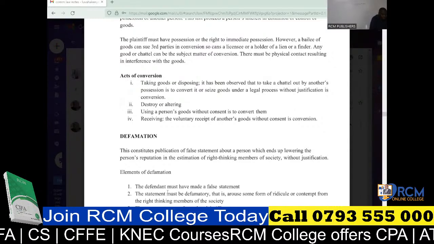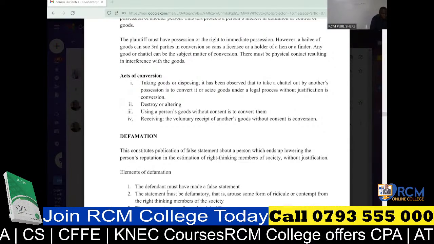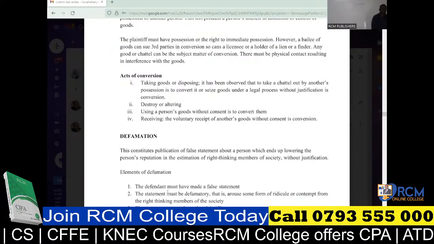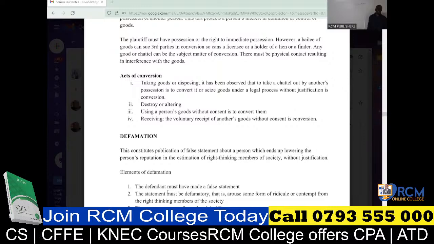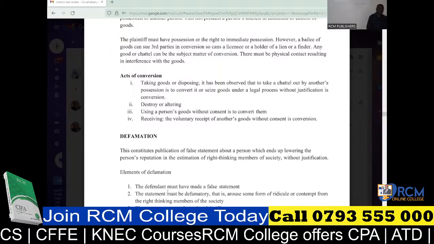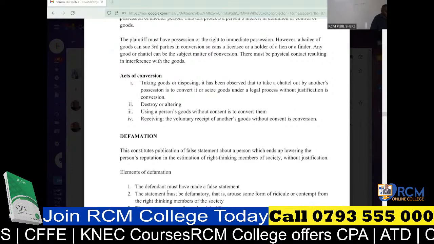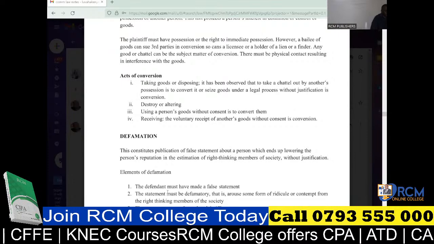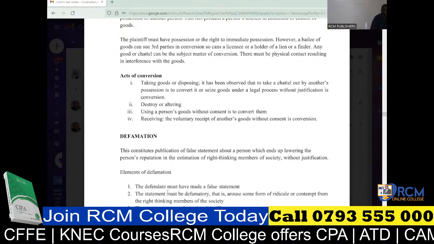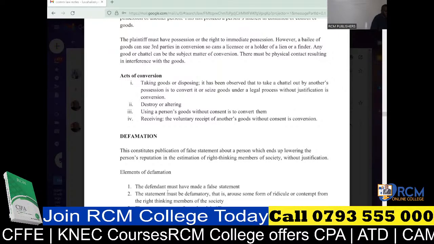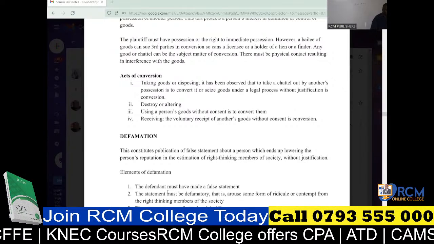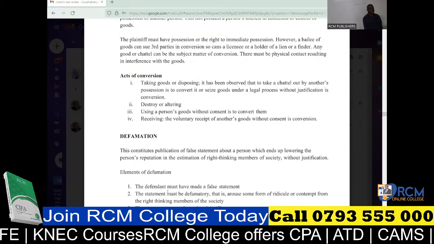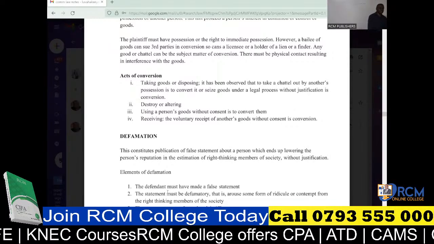So what do we mean by defamation? It constitutes publication of false statements about a person, which ends up lowering the person's reputation in the estimation of right-thinking members of society without any form of justification. A person talks information about you which is not factual or true, lowering your dignity or reputation in the society or community. In such a case, you can accuse a person of what we call defamation.